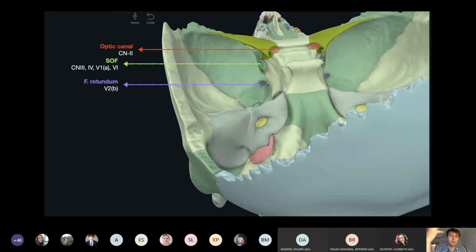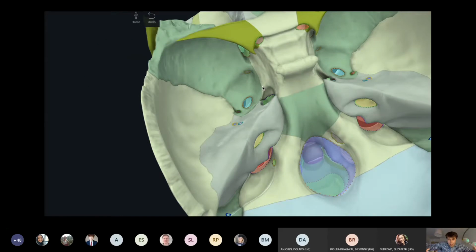And this one's called the foramen rotundum. And this transmits V2, or VB it's also called. And VB is the maxillary branch of the trigeminal nerve. So optic canal, superior orbital fissure, foramen rotundum. Now, I've turned the skull slightly so we can still see the optic canal, the superior orbital fissure, and the foramen rotundum. So we'll do another couple here.